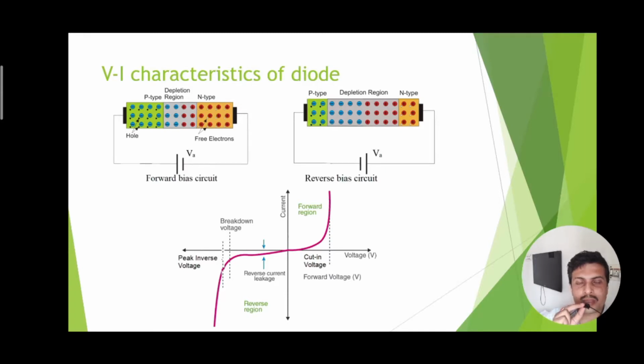So under this situation, we see that there is a cut-in voltage. Until and unless the cut-in voltage is provided by the battery, the diode current won't start, but afterwards it will follow a nonlinear path and gradually it becomes steeper. That means the more the forward bias voltage, the more abrupt the rise of current.